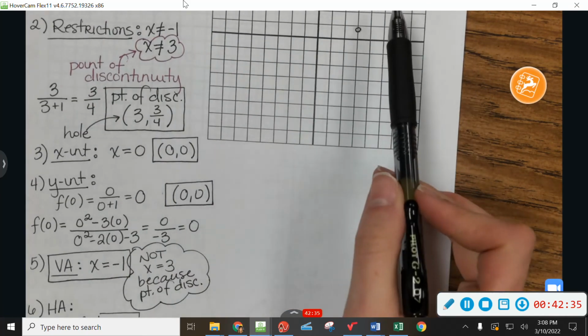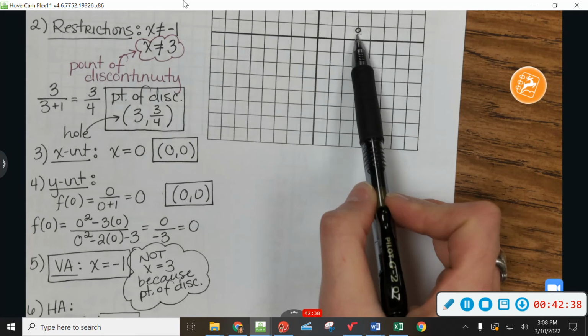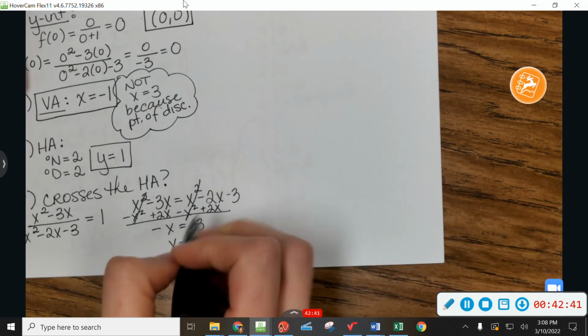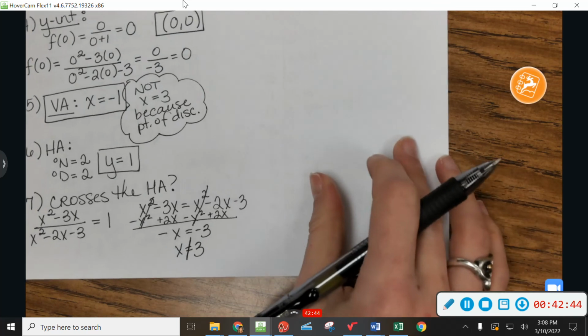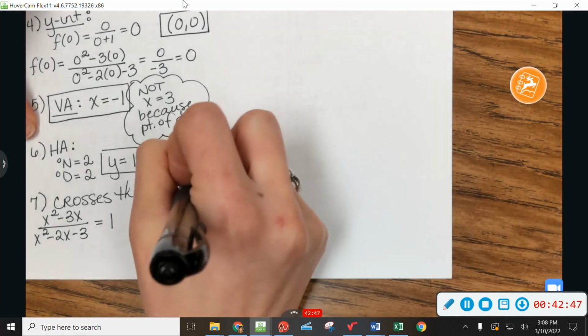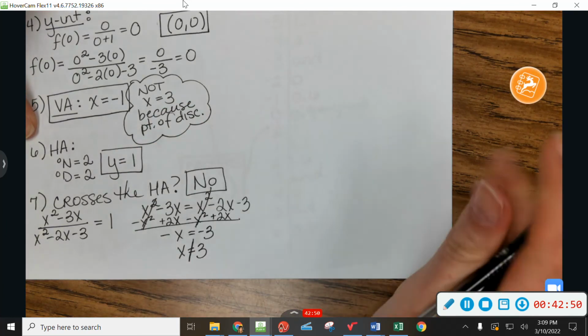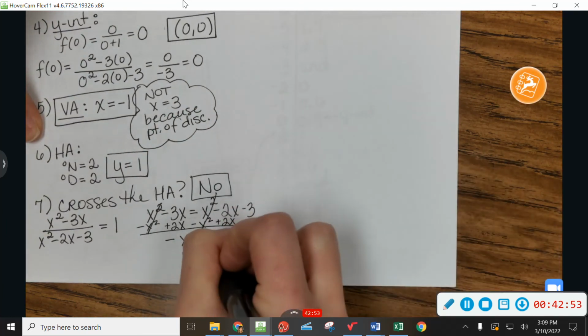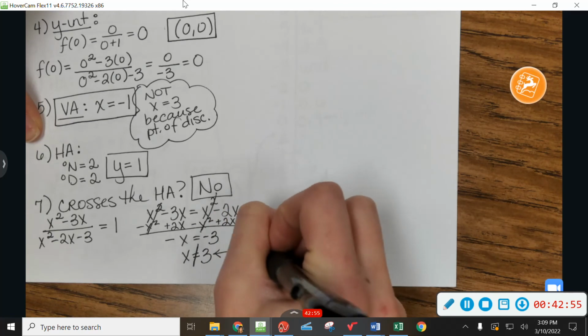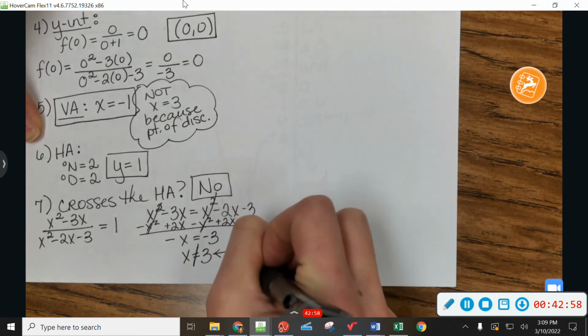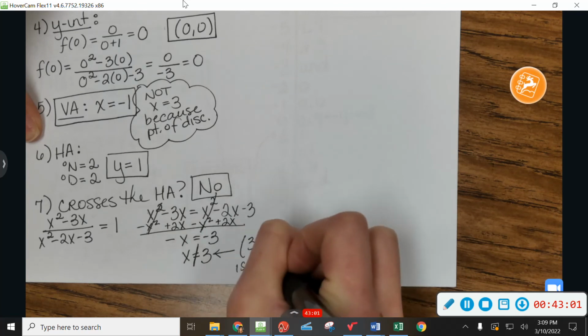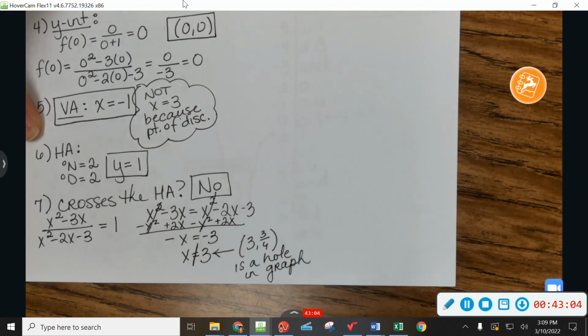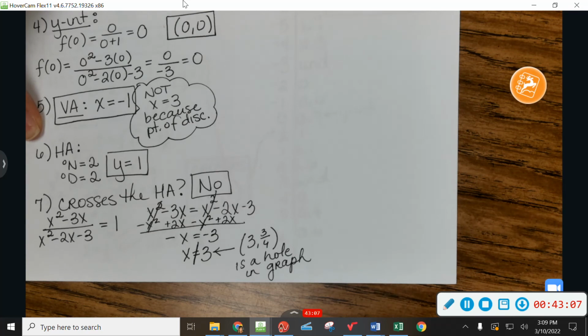But what happens at x equals 3? There's a point of discontinuity. So x actually at 3 cannot cross the horizontal asymptote. So there's going to be no crossing. Because 3, 3/4 is a hole in the graph. Y'all understand that? Okay. So this is where you can't just start boxing things just because you got an answer. Okay?